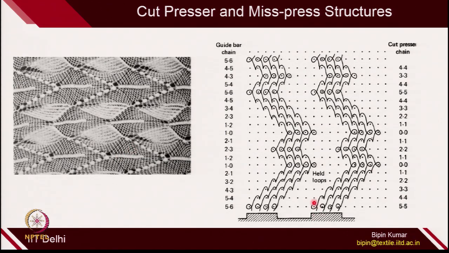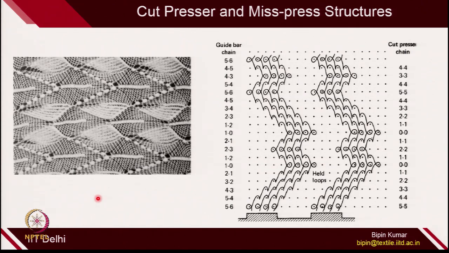You can see that if you follow the movement of any needle, after 4 courses the loops are being generated. Again, for 3 courses there are no loops, only held loops, and this is how you create cut press or miss press structures. These structures are very complicated.